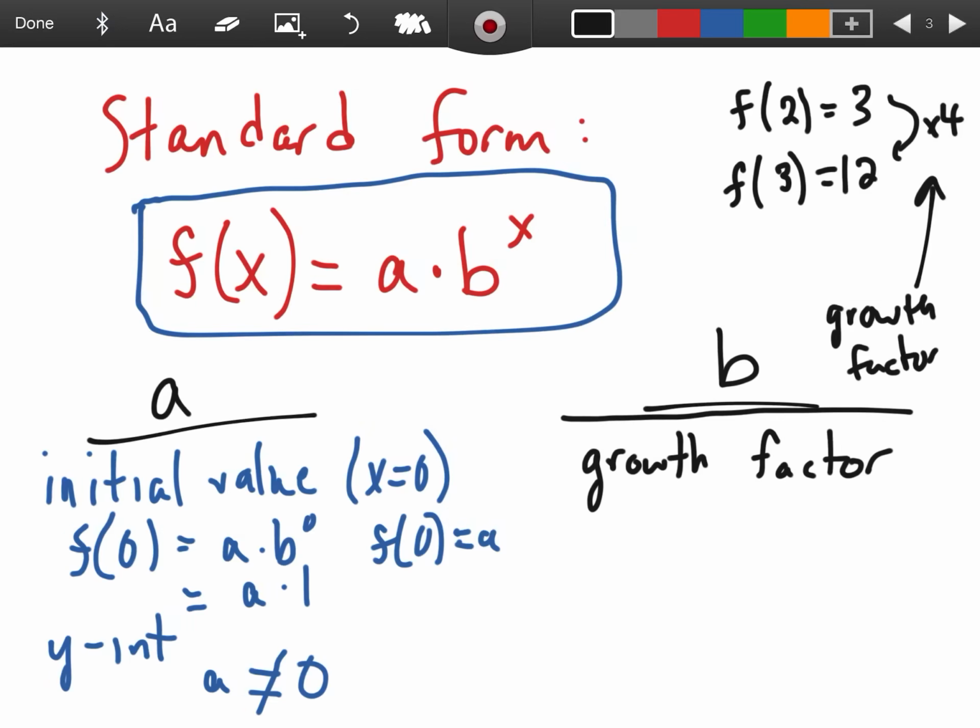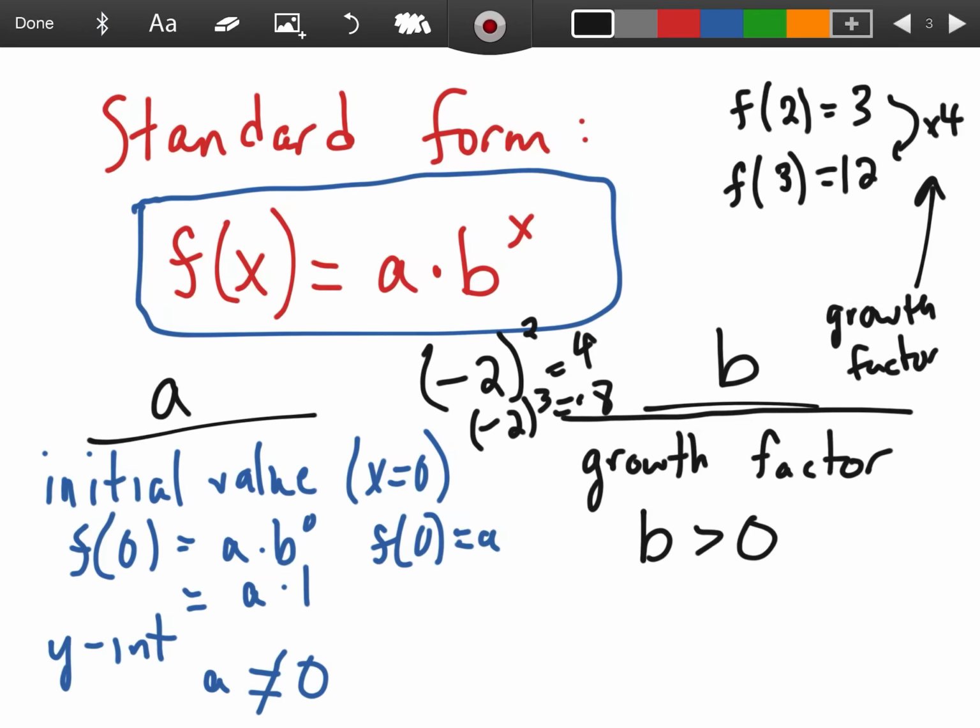All right, so b is our growth factor, and then we know a couple of things about b. First of all, we know that b has to be a positive number. Okay, b has to be greater than 0. The reason for that, think about what's going to happen if it's a negative value. If I said negative 2, well, negative 2 squared is going to come back as a positive. Negative 2 cubed is going to come back as a negative 8. What's going to happen to my graph? It's going to be all over the place. It's not really going to make any sense. So my b value has to be positive. It has to be greater than 0.